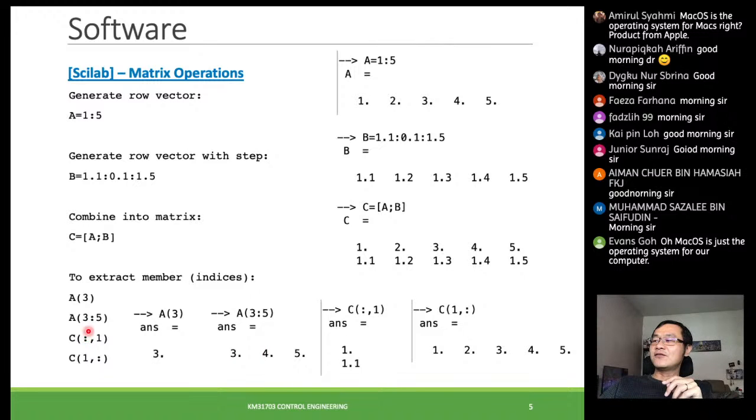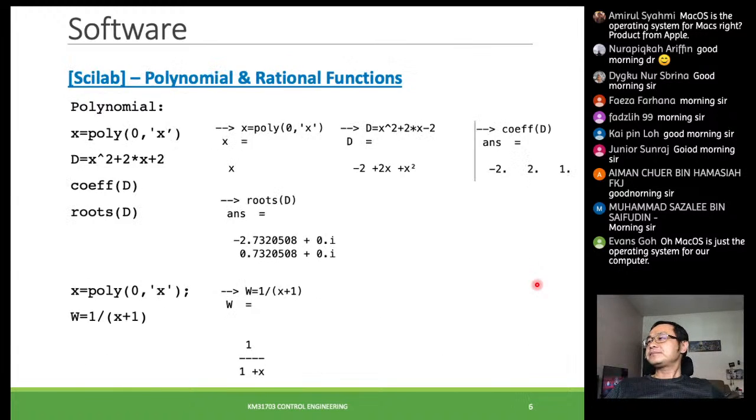Again, if you put like this, the first one, then a comma, then the second one, you are referring to the row and the column. First the row, then the column. And if you don't put anything in front and back of the colon, it means you are selecting the whole thing, and this represents the column. Same thing with the others. It's very straightforward in terms of how you manipulate the matrix in the software.